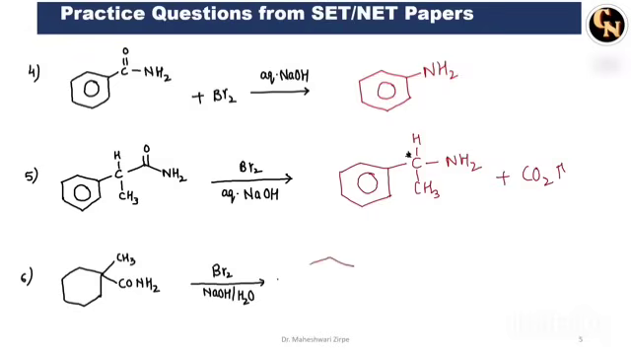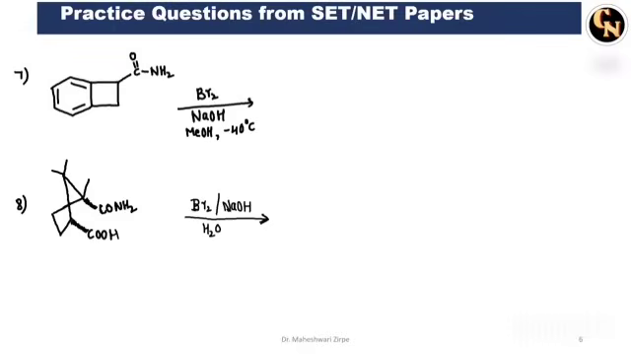It is a cyclohexane having a CH3 group, and the amide group will be removed and there will be an NH2 group, simply NH2 group. Okay, so this is the product you will be getting. Now let us see the next one.